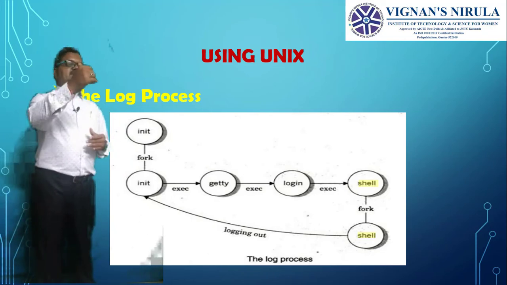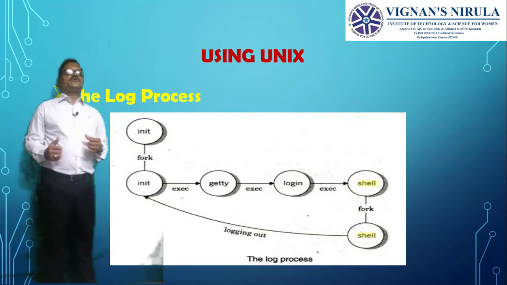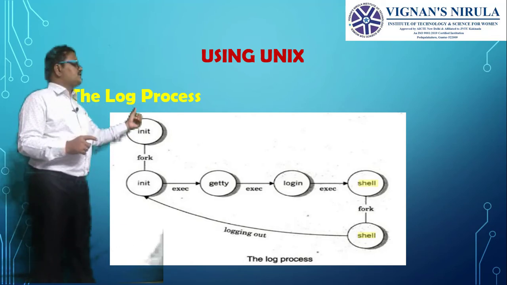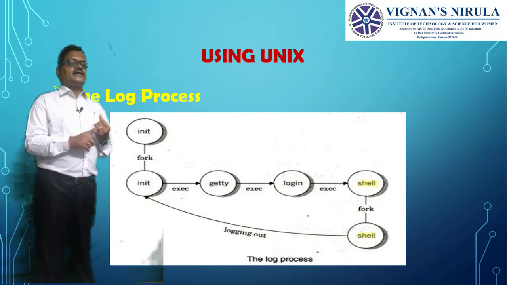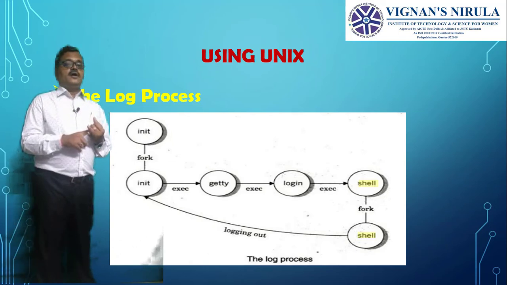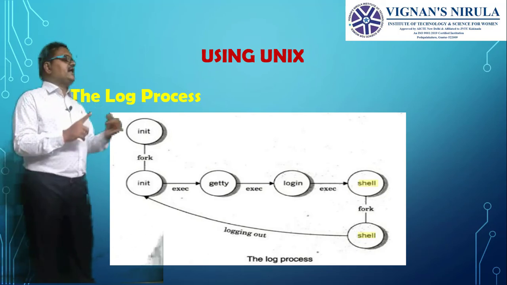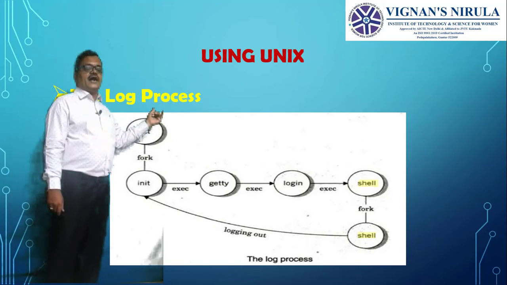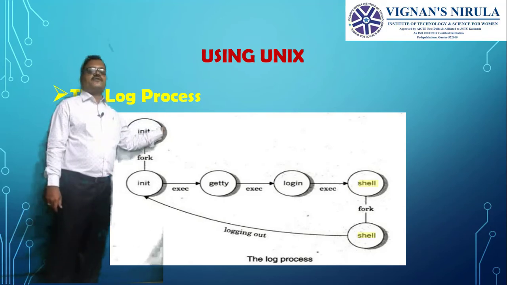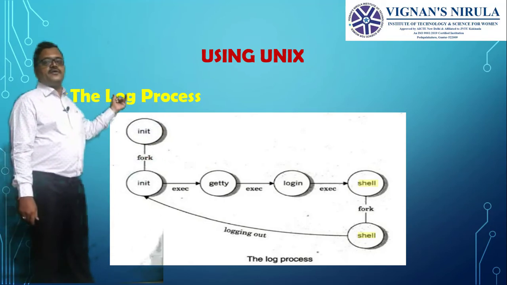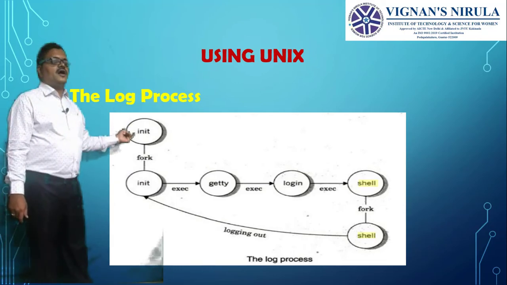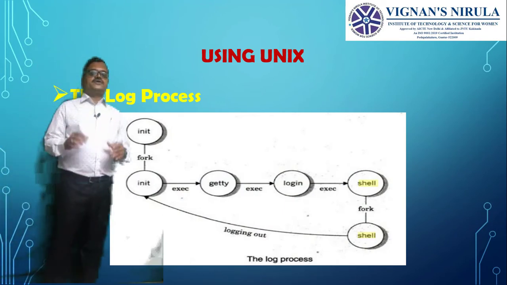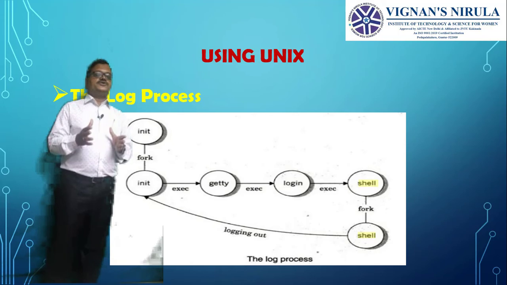And what are the different sequence of steps present in the login process? First the init process gets created, as shown in the diagram. Then the getty process is created, then login is created, then login gets called, then the shell gets called, and finally init gets called again. If you want to log out of the system, you can simply log out by typing logout. So this is about the login process using Unix.